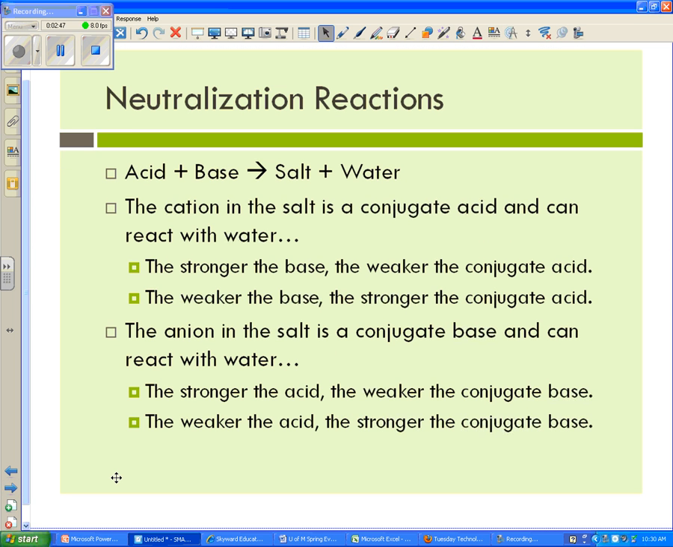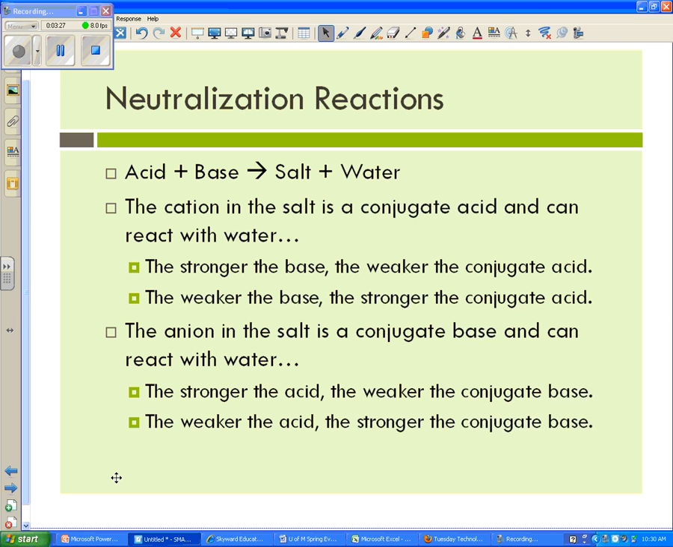As we've already seen, an acid and a base will form salt and water. The cation that's in the salt formed from an acid reacting with a base is a conjugate acid, and it has the ability to react with water. Sometimes this conjugate acid produced is a strong conjugate acid, and sometimes it's a weak conjugate acid. If it's a strong conjugate acid, it's going to have a strong ability to react with water, and if it's a weak conjugate acid, it will not.